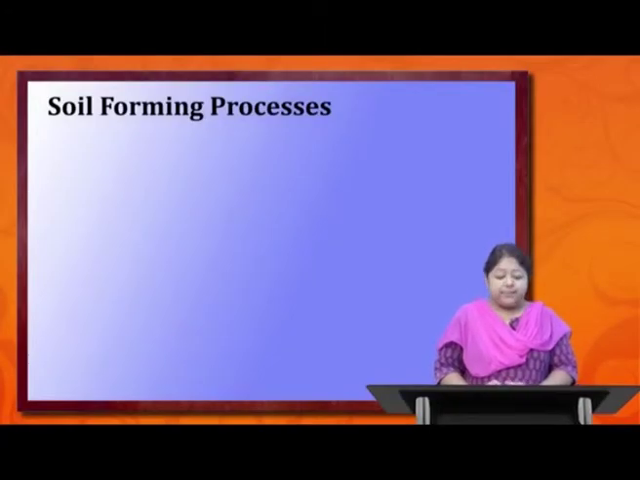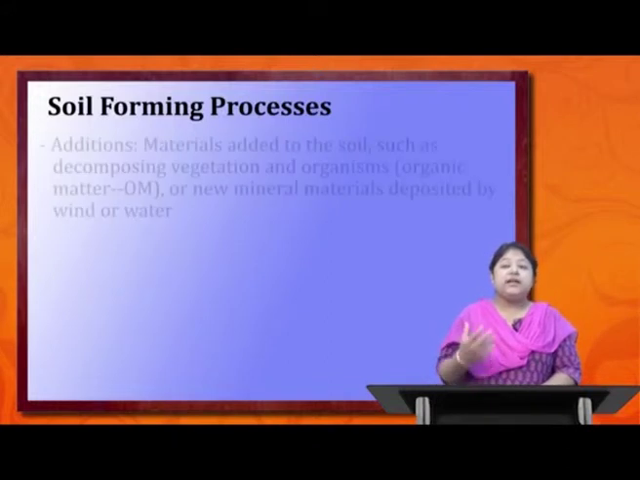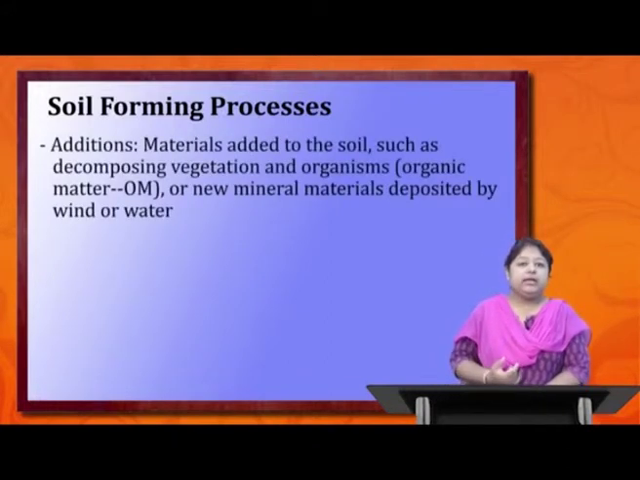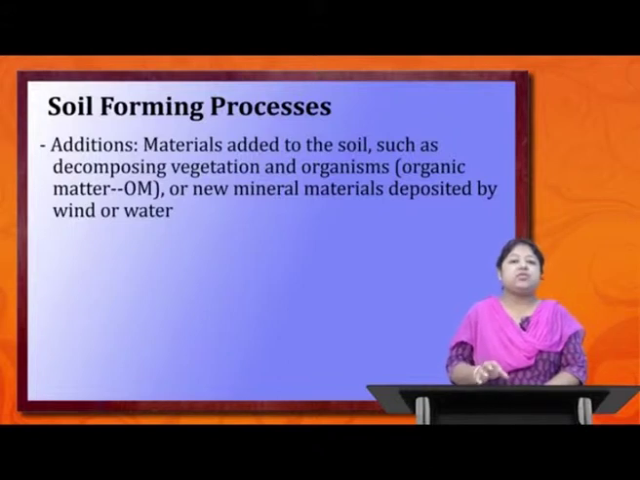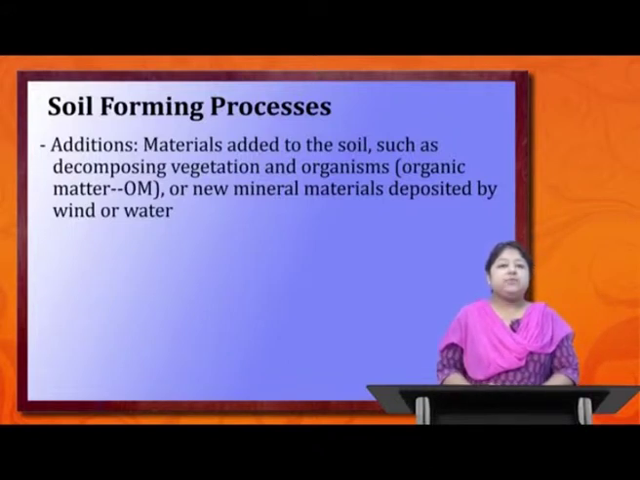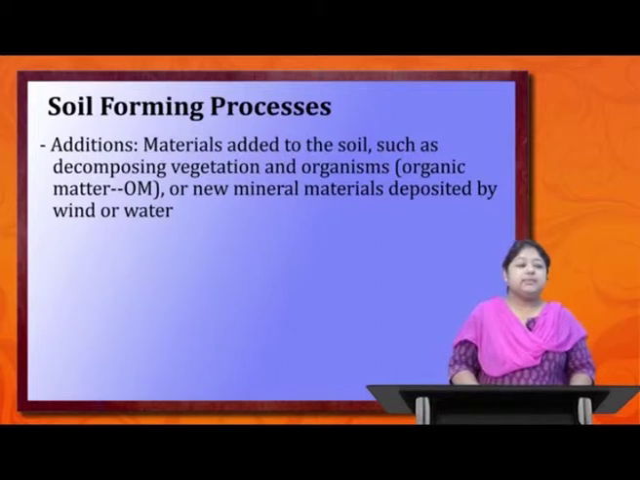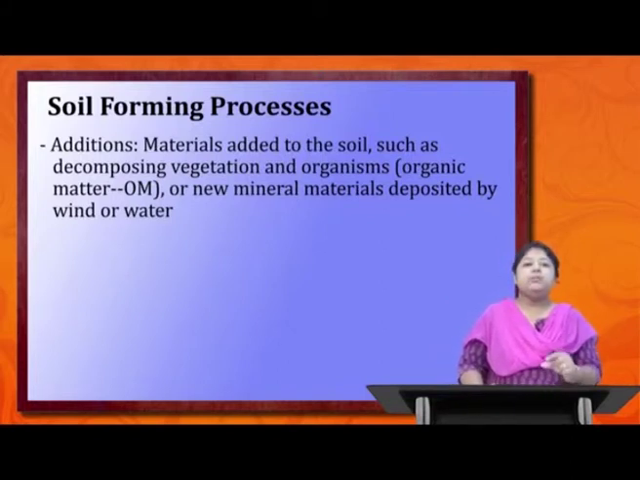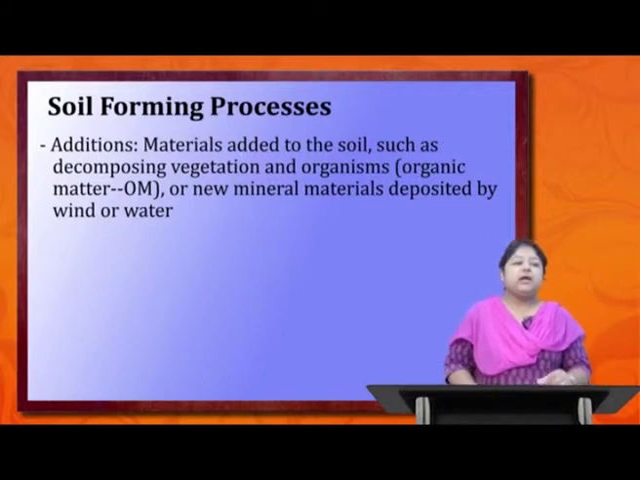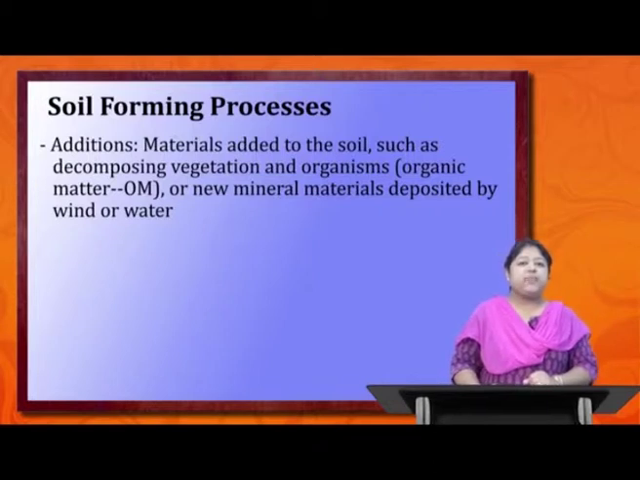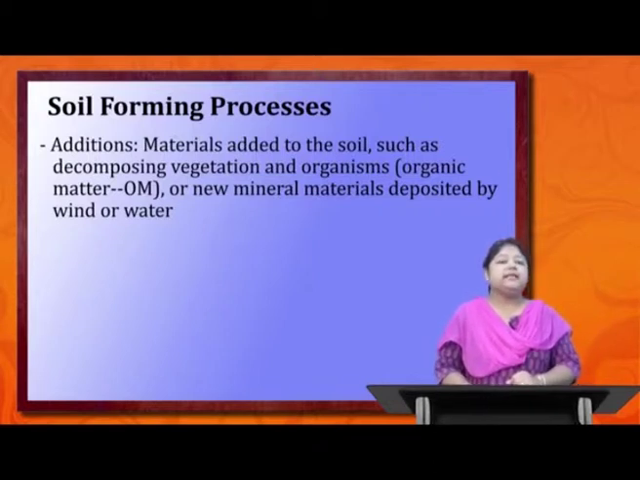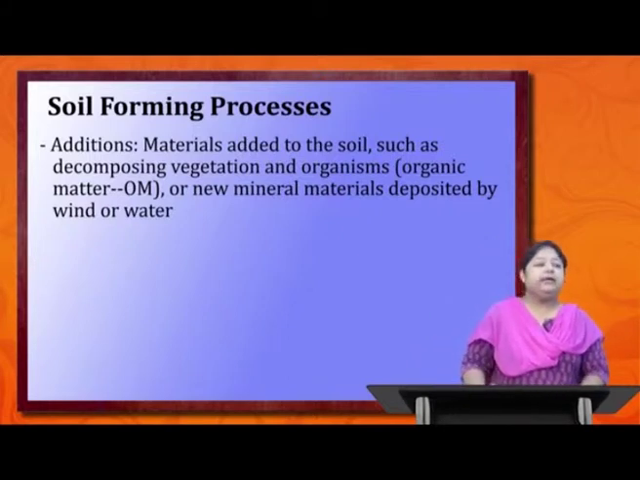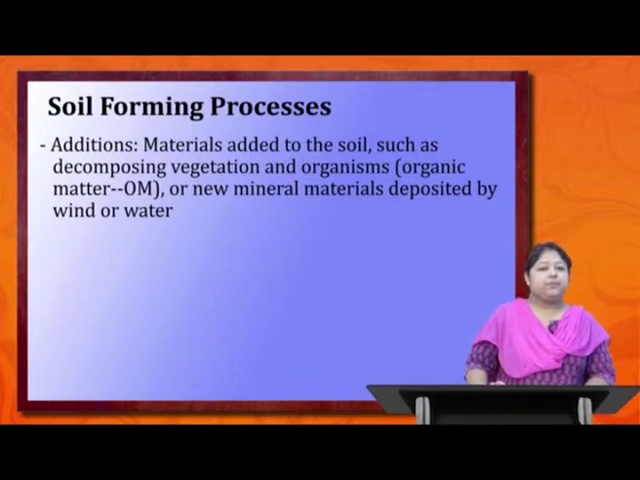Now, what happens when there are additions to the soil? Materials that are added to the soil, such as decomposing vegetation and organisms, that is the organic matter, the O horizon, or new mineral matter deposited by wind or water. So these additions are made. Additions of humus are made to the soil horizon and the organic matter layer is formed.